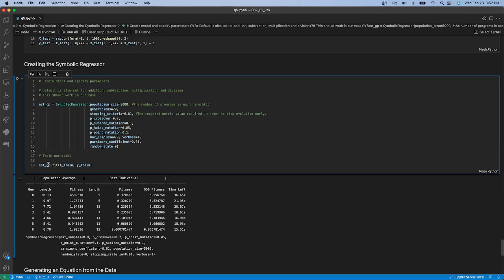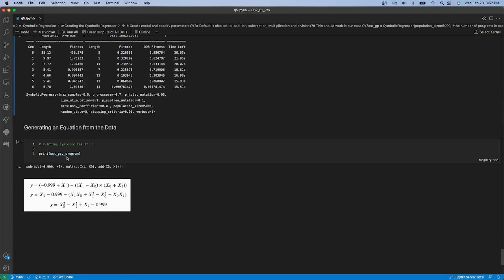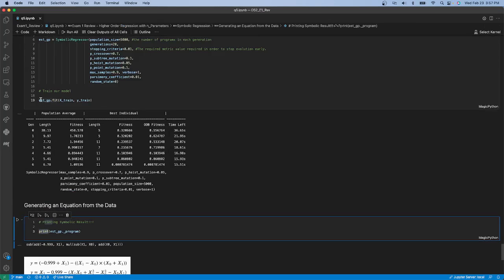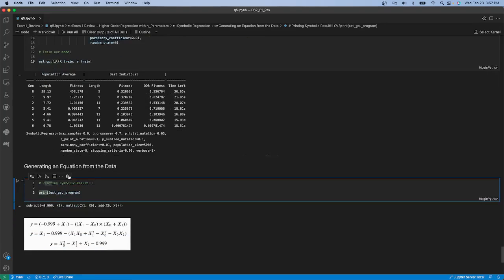And then, like in sklearn, once we've created our model, we're going to fit it and train it on our train set. And then we are going to print. So this is ESTGP, the model we created in the fit. So we're actually going to print out the program. And what this does is it prints out, in a really weird mathematical way, the equation that best fits your data, which is really, really interesting.